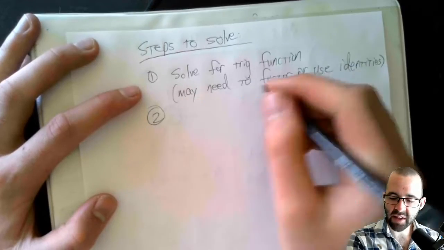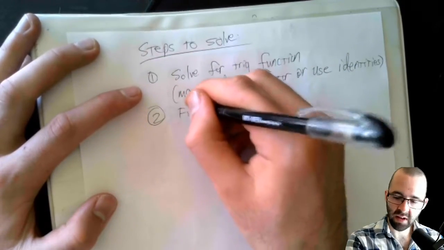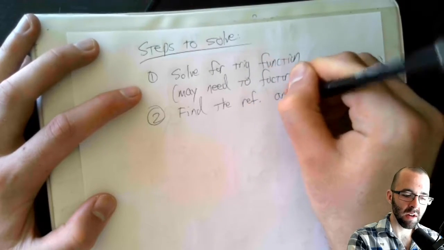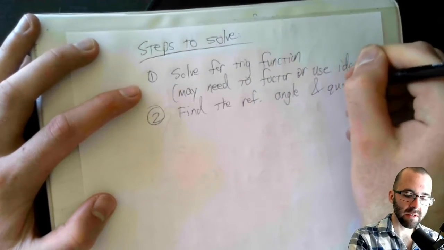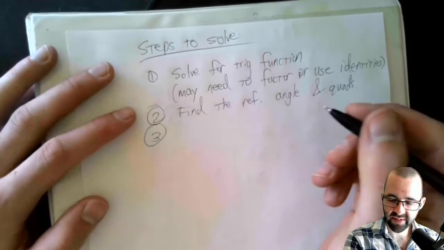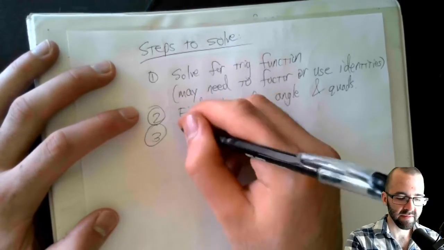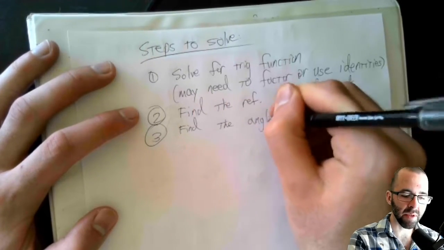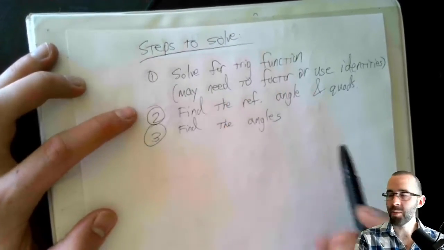And then after that, we just do it like we did before. Find the reference angle in quadrants, and then find the angles. So we've already done steps 2 and 3. We're just going to add step 1.